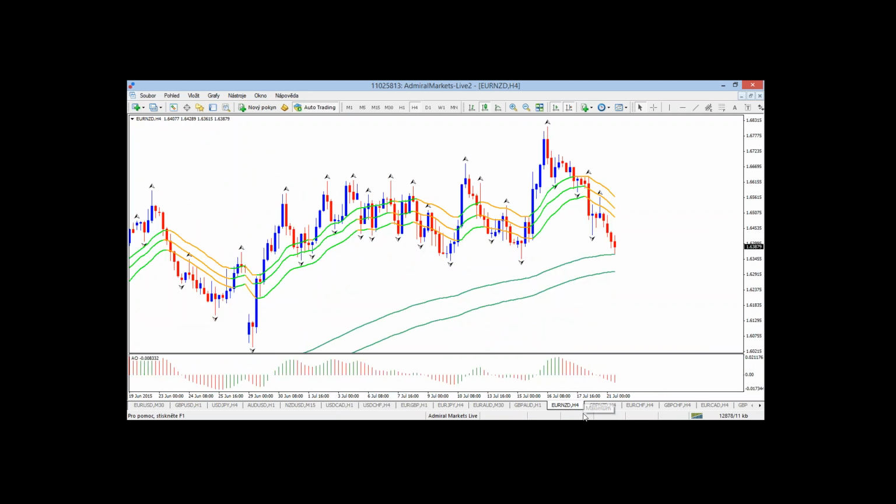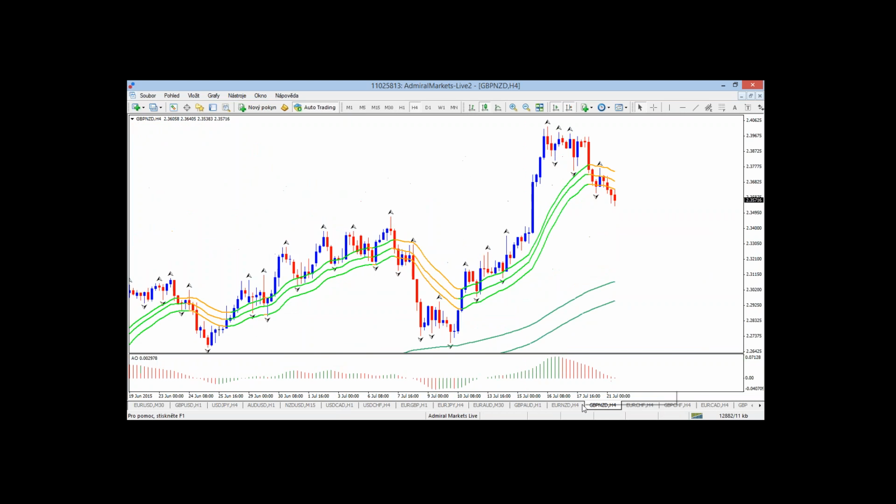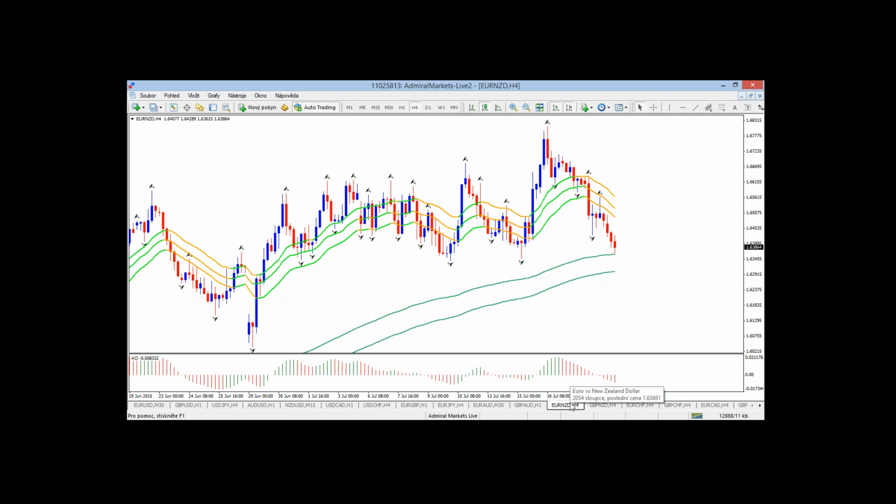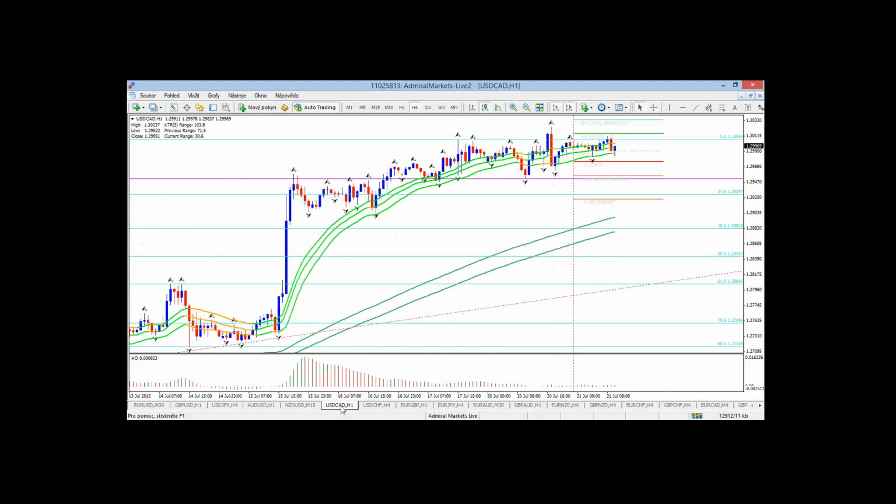All right, let's see. Anything else? We've looked at a lot of pairs, so I have to organize my thoughts a bit here because I'm kind of losing track of which one I like the most. But dollar CAD, I remember dollar CAD. I think that has a good potential.